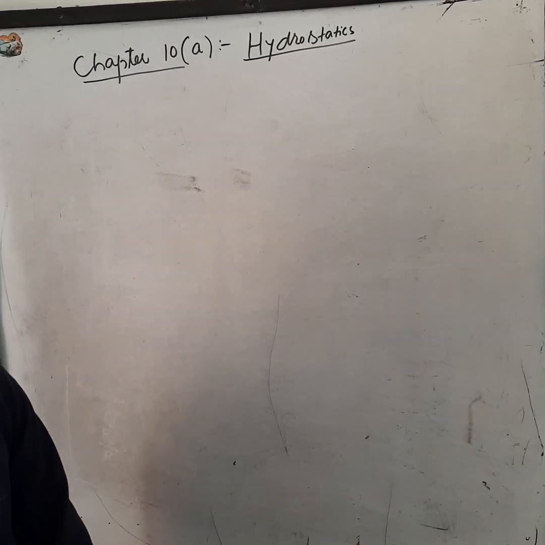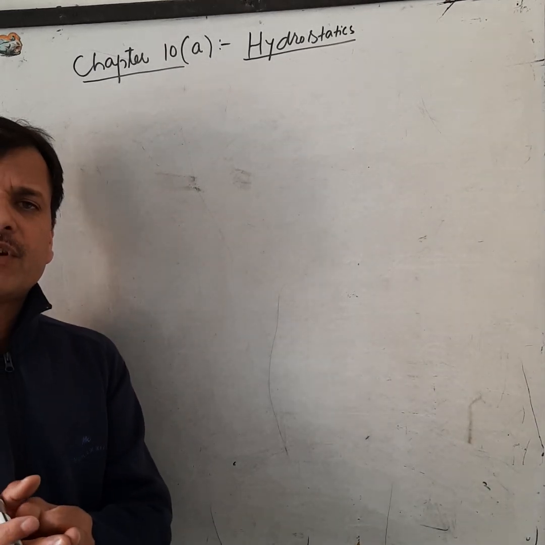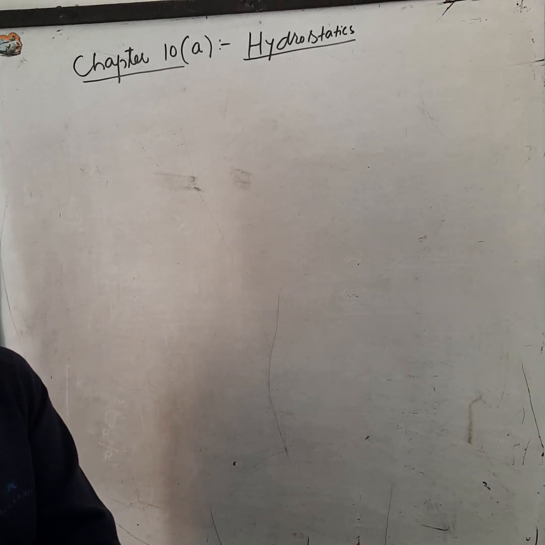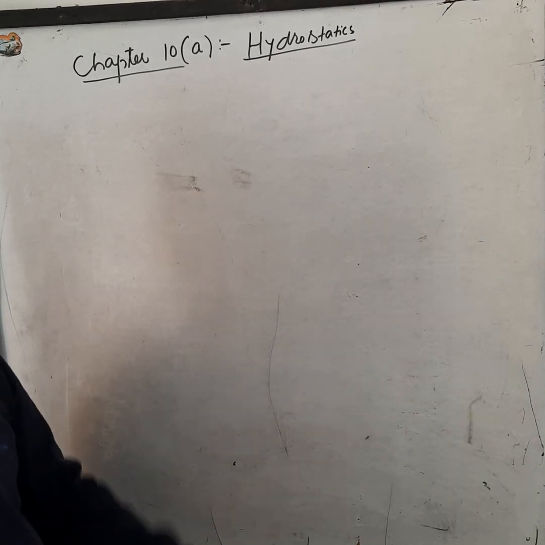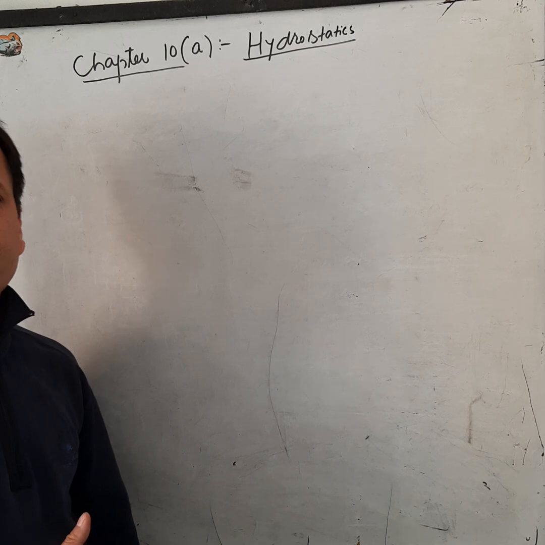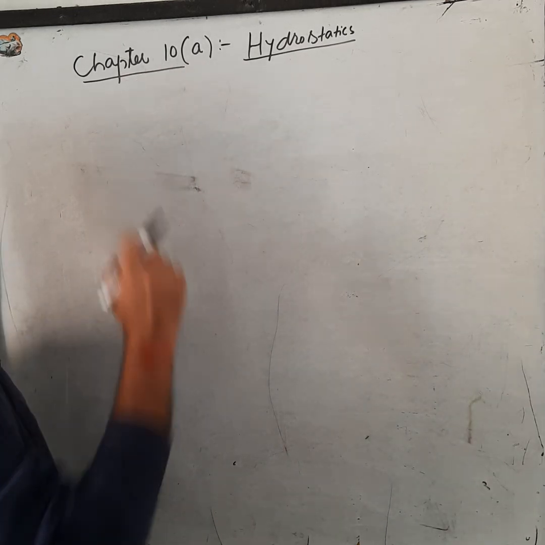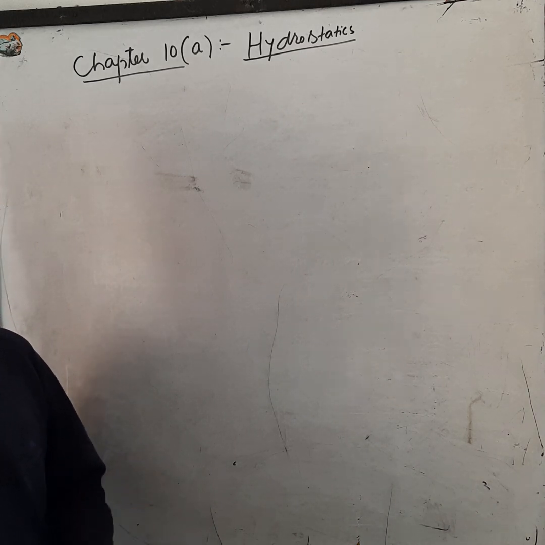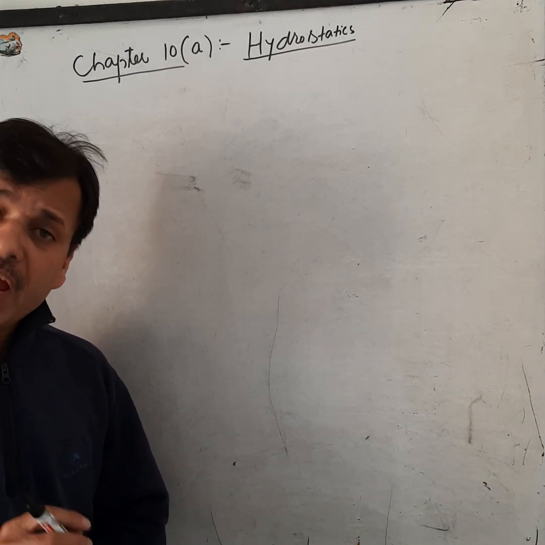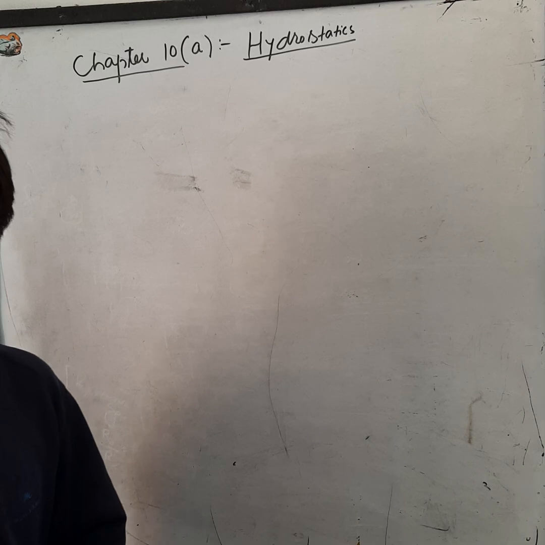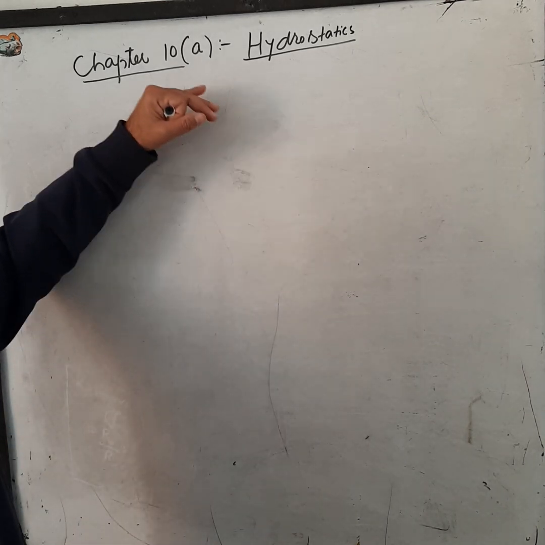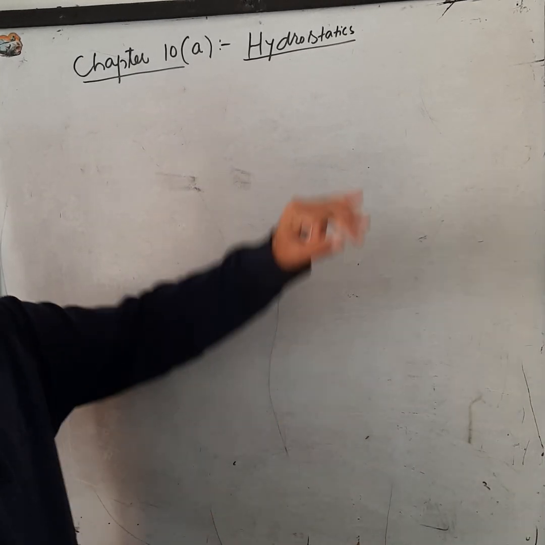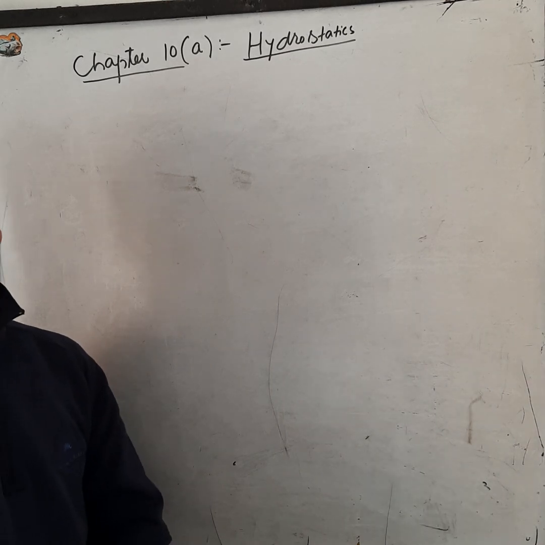It is the unit Bulk Properties of Matter. Chapter 9 was also in Bulk Properties of Matter. Chapter 10a, which is called Hydrostatics, will also come in Unit 7. It is Chapter 10a. It is called Hydrostatics.